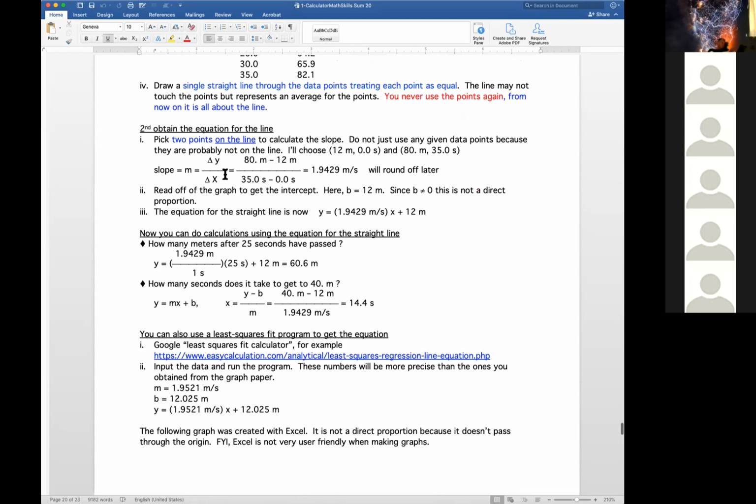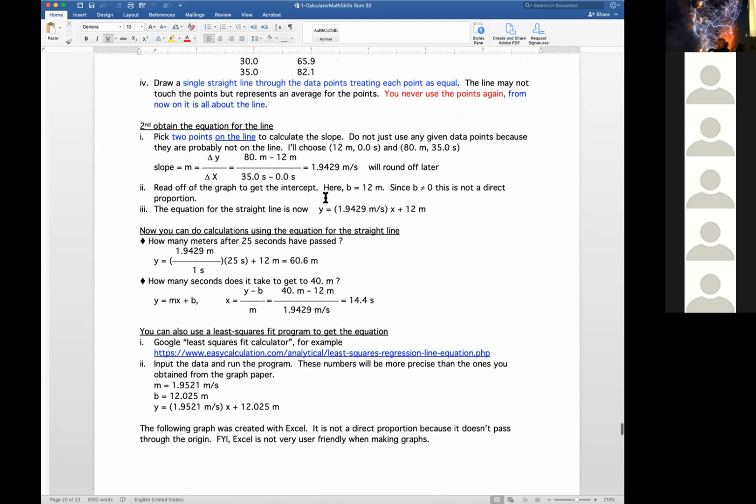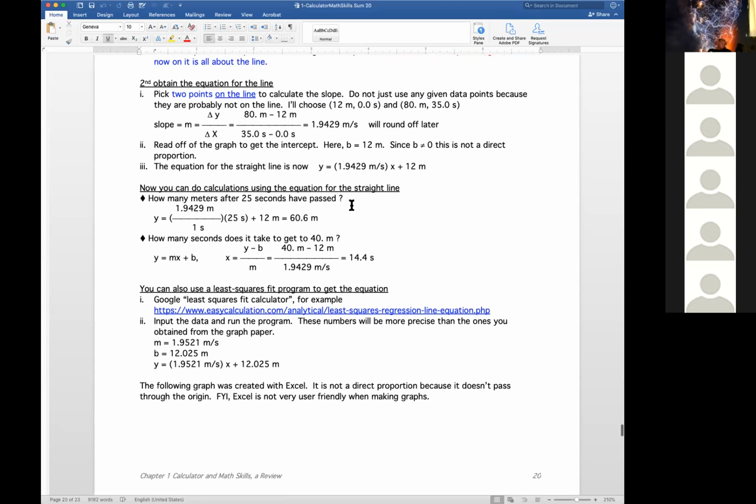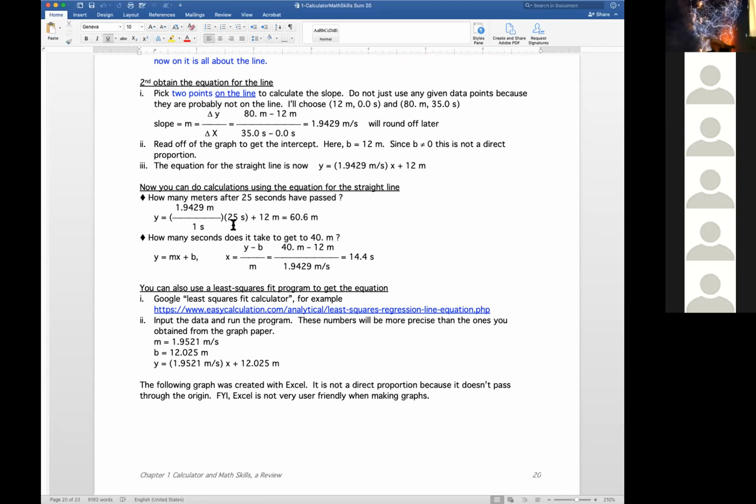So anyway, now I have the slope that I calculated. I have the intercept, the B that I read off of the graph, and now I have the equation for the straight line. Once I have that, I can do calculations. So how many meters after 25 seconds? Here's the equation for the straight line, right? So I'm putting in 25 seconds here. You see seconds cancels out and I get meters. Add that to the other meters from B, and here's the answer.